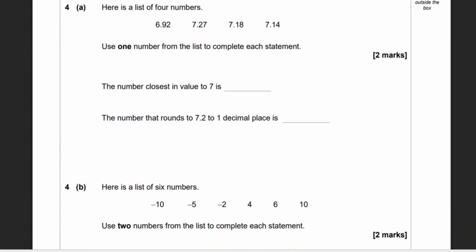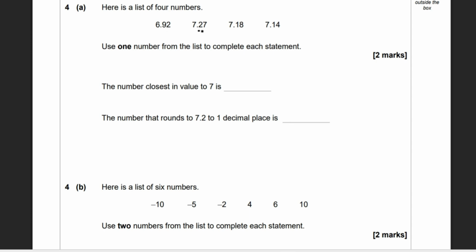Okay, here is a list of 4 numbers. Use one to complete: the closest in value to 7. So you need to know the difference of each of them to 7. If you take 6.92, the difference to 7 would be 0.08. Or look at it in terms of money. Let's say 7 is £7. 6.92, you'll be left with 8p to get to 7.